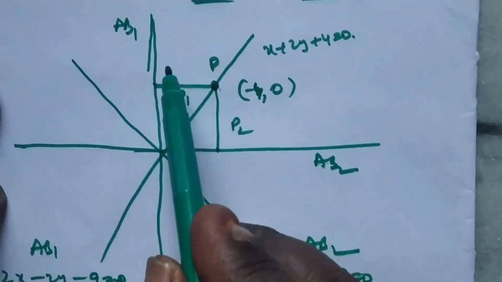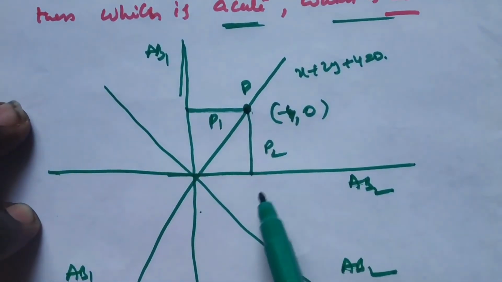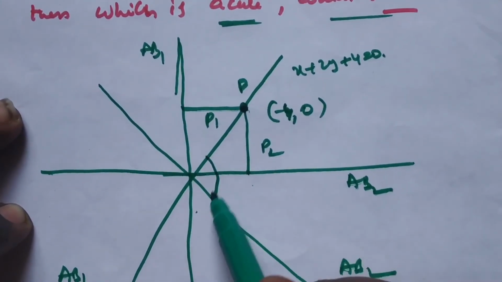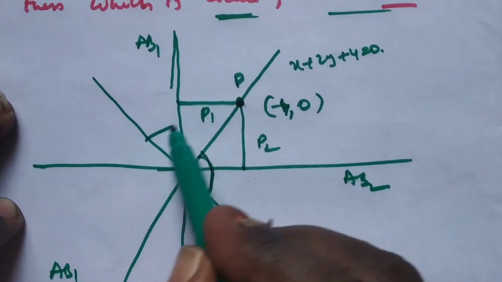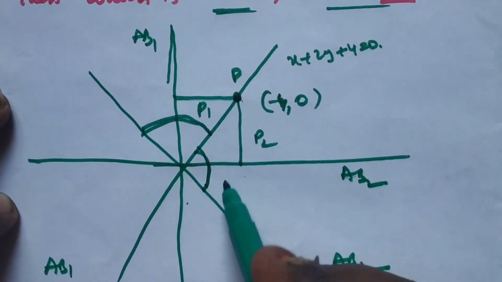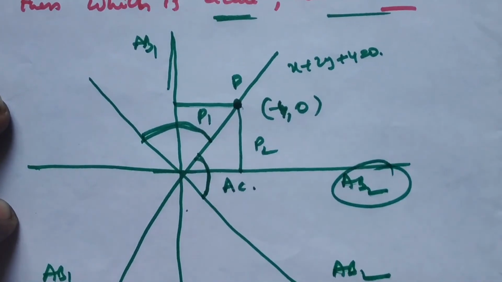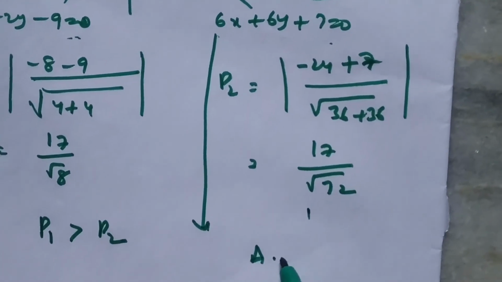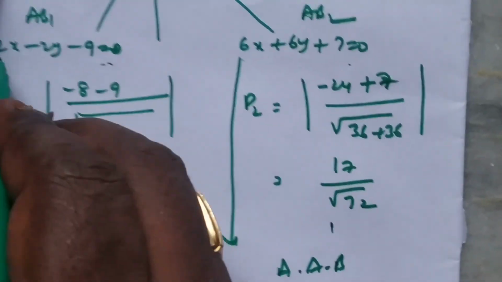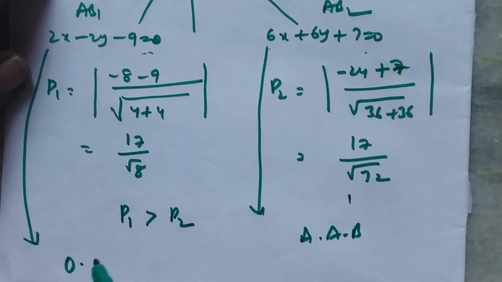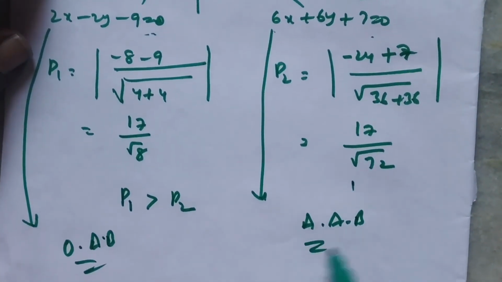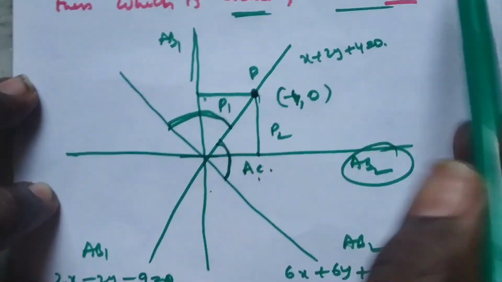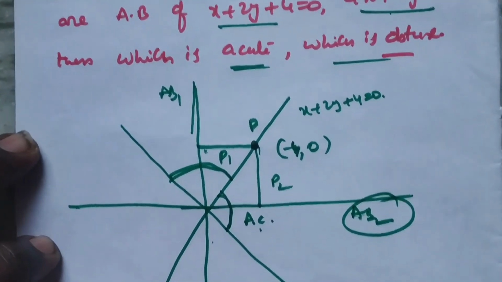The perpendicular distance from the point to the first angular bisector is more than the perpendicular distance from the point to the second angular bisector. So this is the acute angular bisector. This is the obtuse angular bisector. This is the acute angular bisector and this one is the obtuse angular bisector. Okay, in this manner, by finding the perpendicular distances itself, we can easily identify which is acute and which is obtuse. Okay.